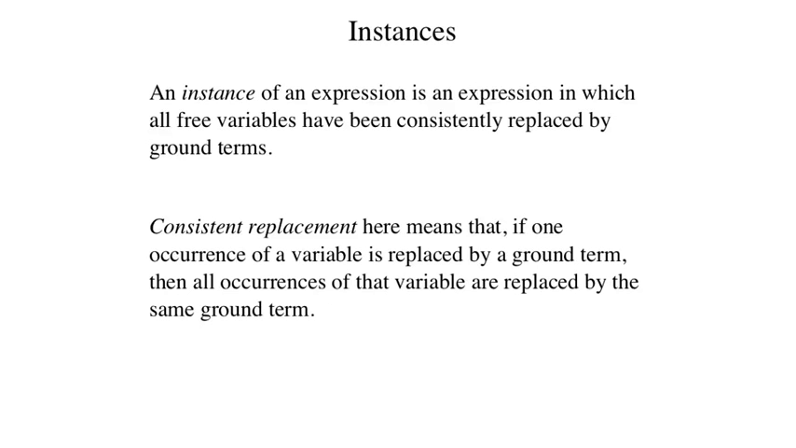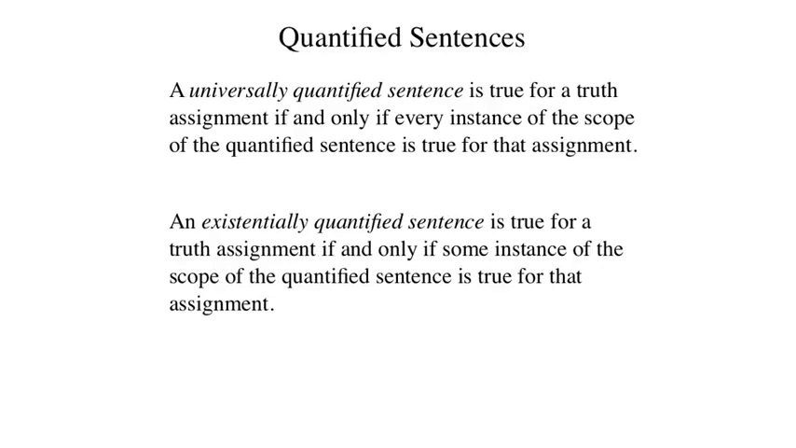In order to define the truth assignments for quantified sentences, we need the notion of instances. An instance of an expression is an expression in which all variables have been consistently replaced by ground terms. Consistent replacement here means that if one occurrence of a variable is replaced by a ground term, then all occurrences of that variable are replaced by the same ground term. A universally quantified sentence is true for a truth assignment if and only if every instance of the scope of the quantified sentence is true for that assignment. An existentially quantified sentence is true for a truth assignment if and only if some instance of the scope of the quantified sentence is true for that assignment.